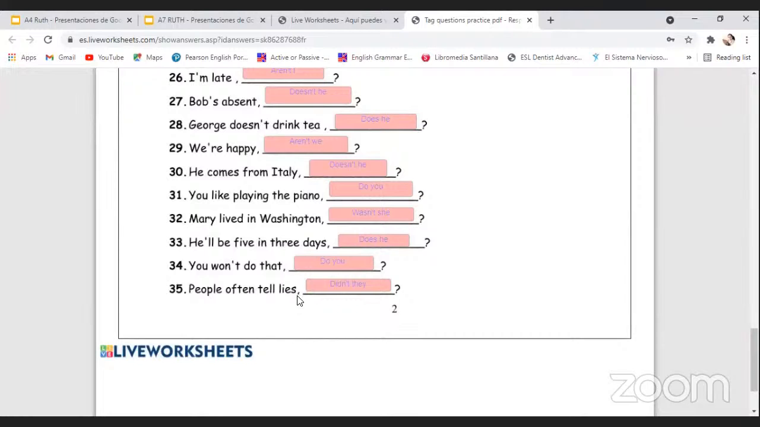People often tell lies. Okay, this is in the simple present. Don't they? Okay. Because here we don't see any auxiliary. The verb is in the base form.